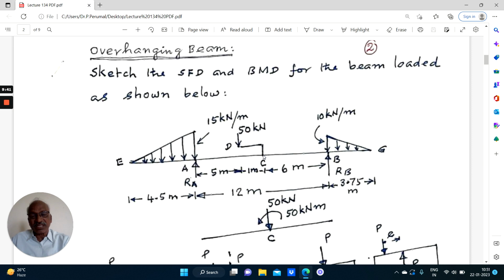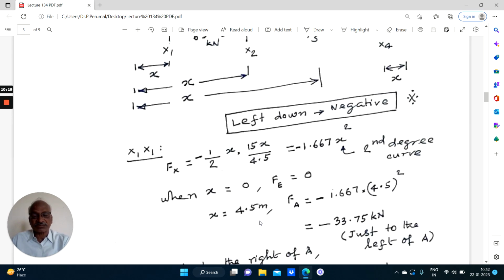Again, at the point C, you have a vertical load and also an anticlockwise moment. So you have to consider a section just to the left of C, and just to the right of C. In the calculation we have to be a little careful. Just to the right of C, this moment will not cause any problem in the shear force, but the vertical load will be counted. In the bending moment calculation, the vertical force will not cause any problem, but the moment matters. So that difference you have to note.